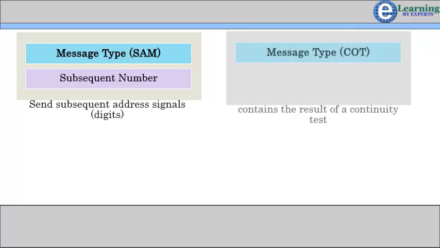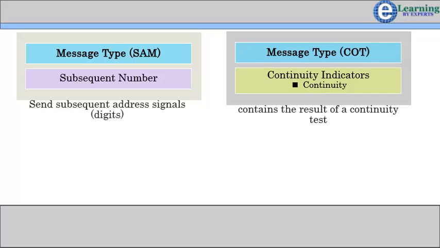COT message contains the results of a continuity test. It has only one field, the continuity indicators. This field uses a single bit to indicate whether a continuity test passed or failed. The test's originator sends the message to the far end of the circuit that is being tested.